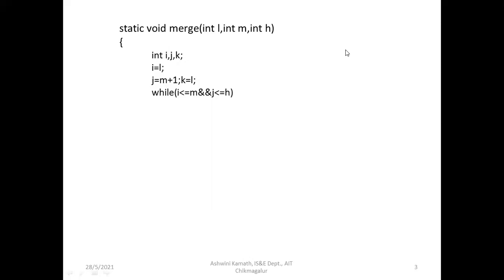You can see the initial value of J is equal to M plus 1, that is middle plus 1, to high. In the same array, I is pointing up to the middle value, and J is pointing from middle plus 1 to the high value. So I less than or equal to M and J less than or equal to H, if A of I is less than or equal to A of J.